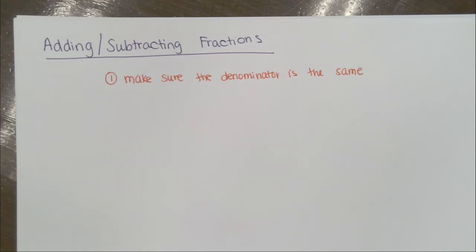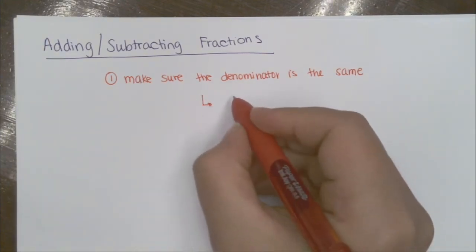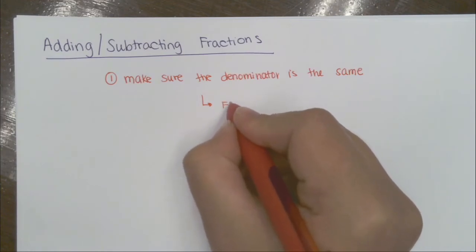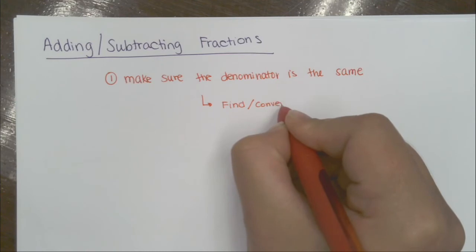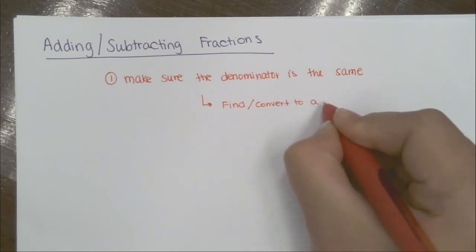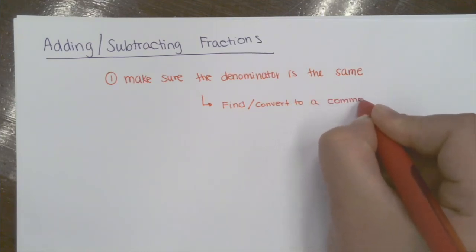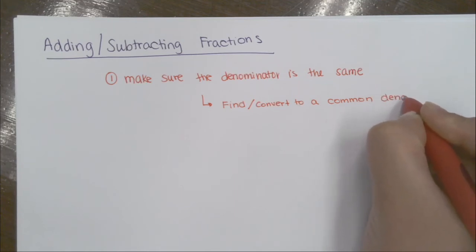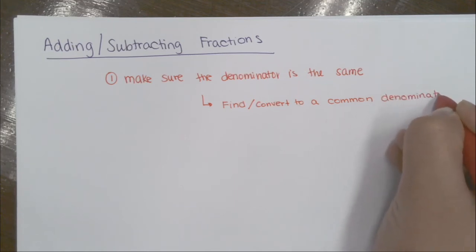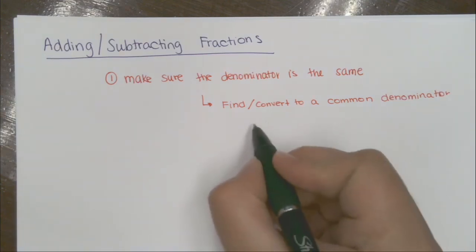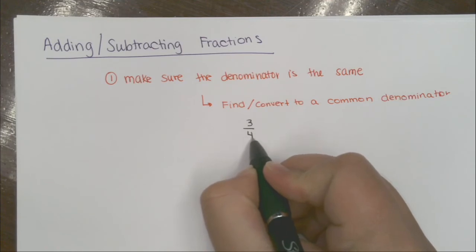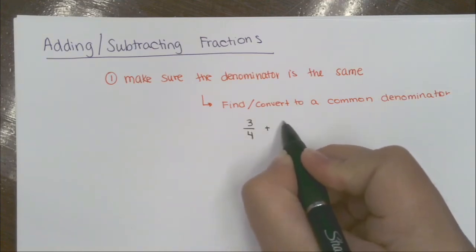So for us, we're going to make sure the denominator is the same. If it is not, we're going to find the common denominator. I'm going to say convert to a common denominator. So let's say, for example, we have 3/4 plus, I don't know, 5/6.